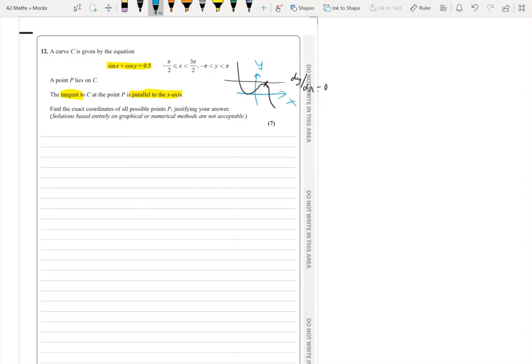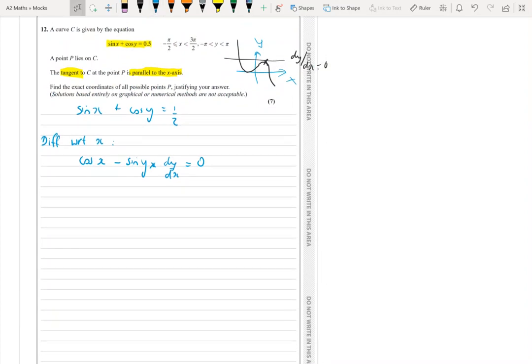Okay, so let's go back to the implicit function. We'll just copy it down for a second, and then we'll look at differentiating it. So we've got sin x plus cos y equals a half. And we're going to differentiate both sides with respect to x. So go term by term. Sin x differentiates to cos x. Cos y, cosine differentiates to minus sin, so we get minus sin y. And if you remember in implicit differentiation, because of the chain rule, this gets multiplied by dy/dx. And then on the right hand side, a half differentiates to 0. It's a very common mistake to forget to differentiate both sides of the equation.